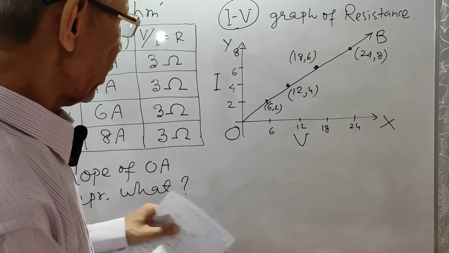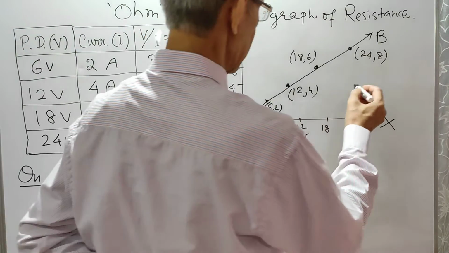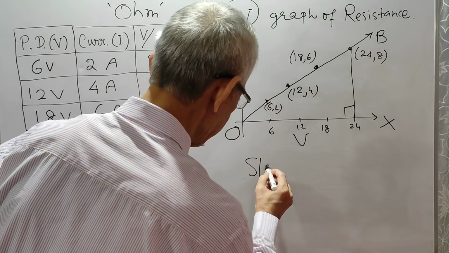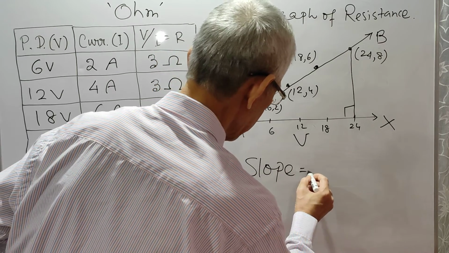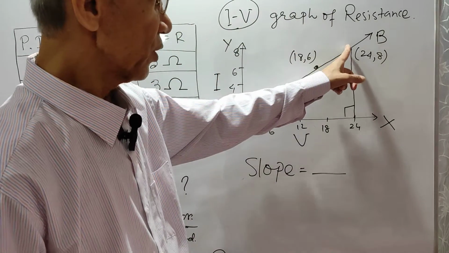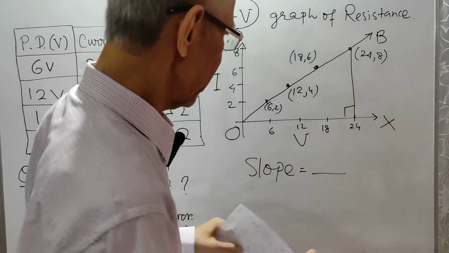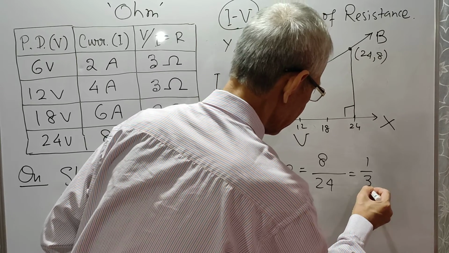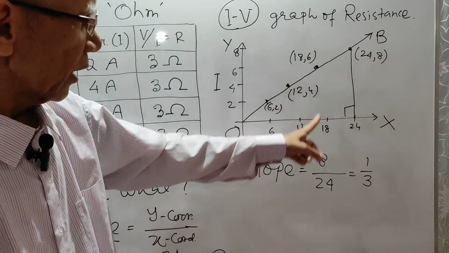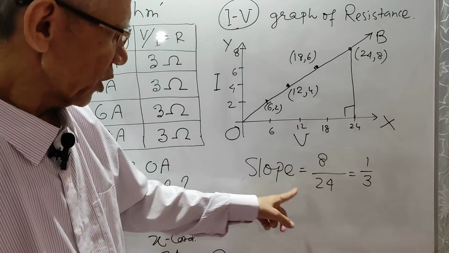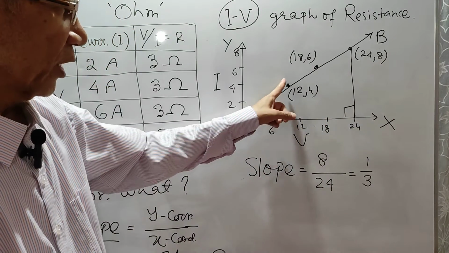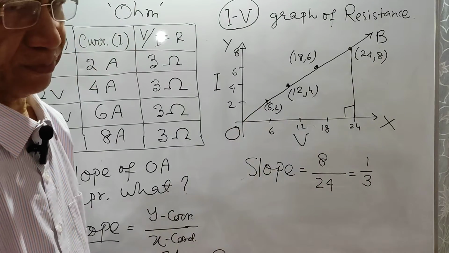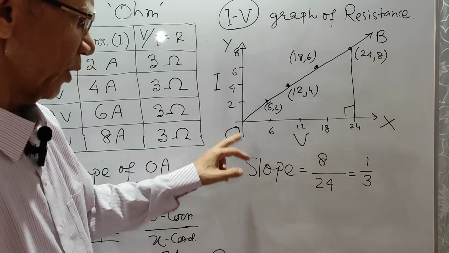Now see what is the slope of this graph. Take any point: y coordinate by x coordinate. Y coordinate is 8, x coordinate is 24. That means 1 by 3. If you take this point, it is 6 by 18, again 1 by 3. If you take 4 by 12, that is 1 by 3. If you take 2 by 6, that is 1 by 3. So slope of this graph OB is 1 by 3.